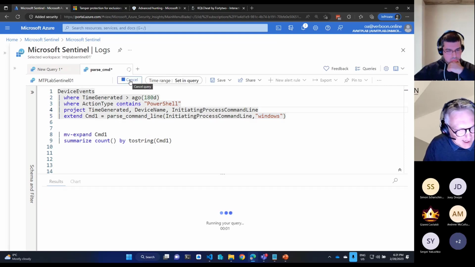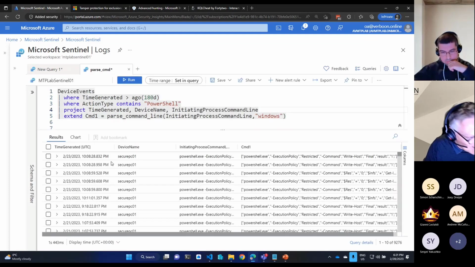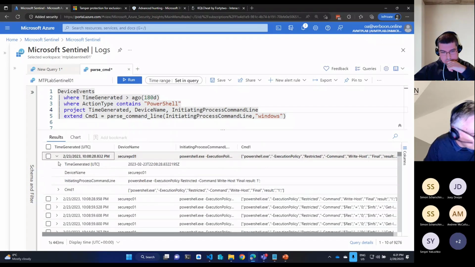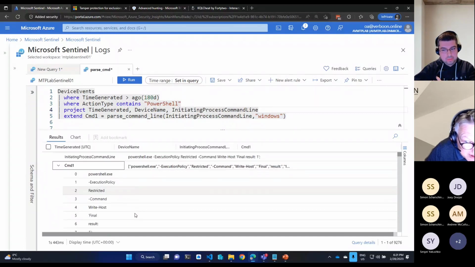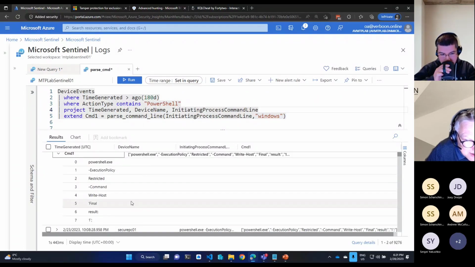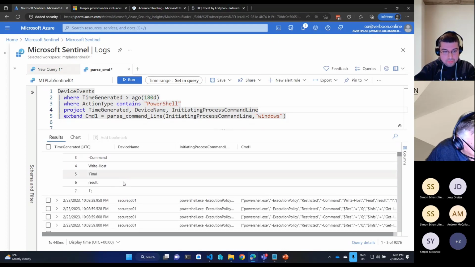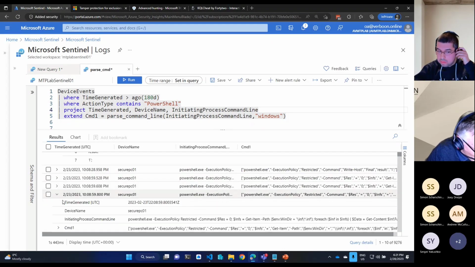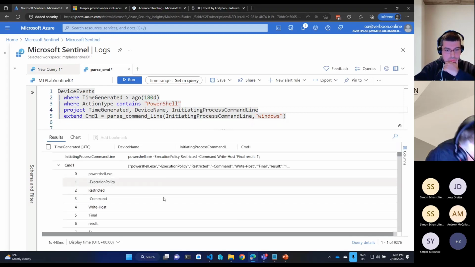So let me do that again. And what now basically happens is that if I parse the command line, it will break up the whole command line into pieces. Now that's nice as well, but how does that help? Well, of course, I could do things now if I wanted.